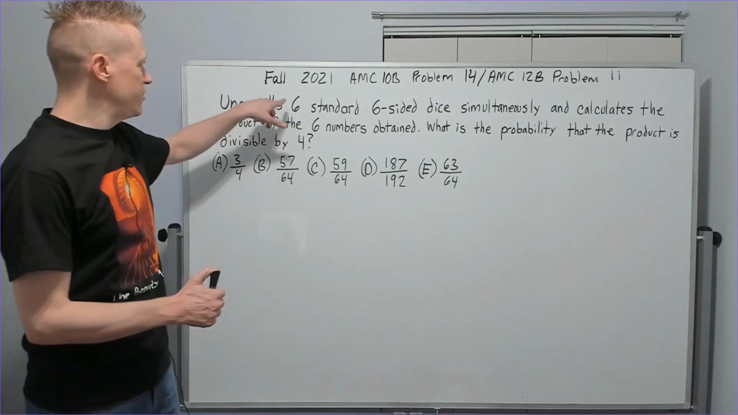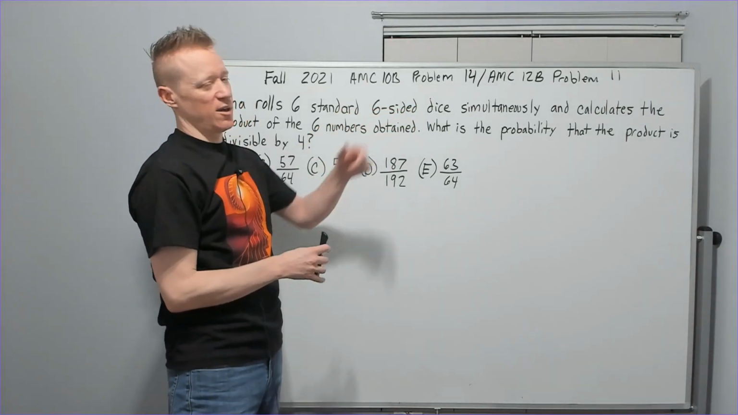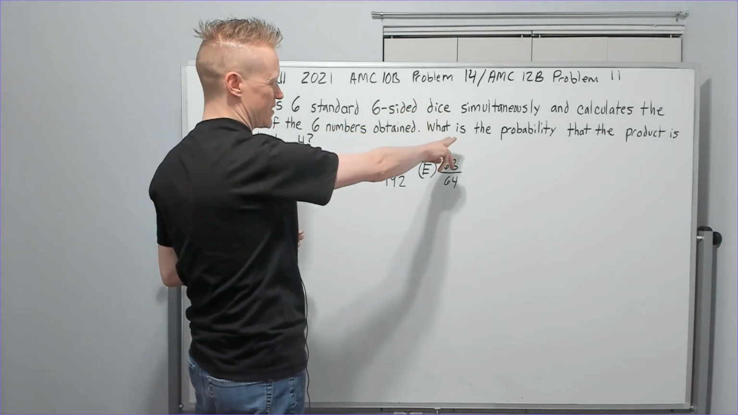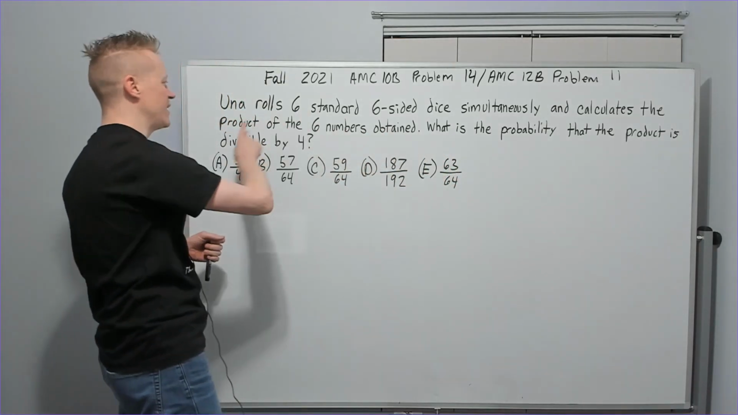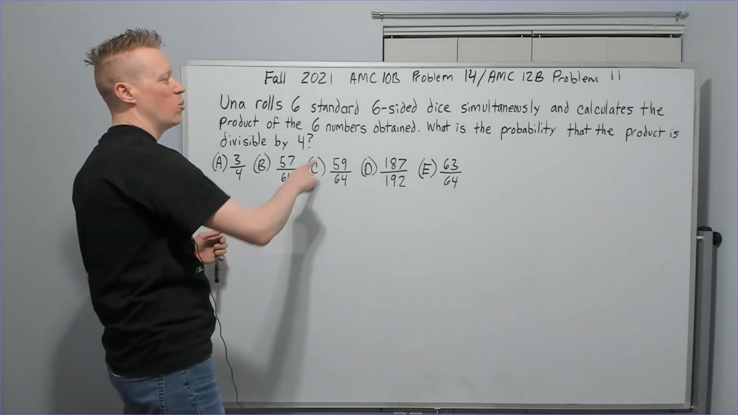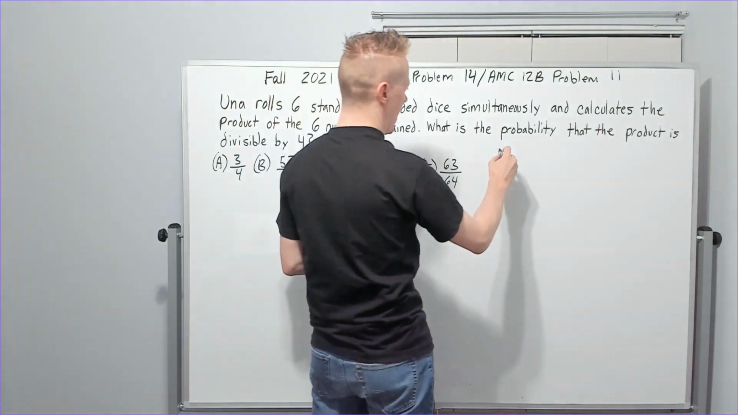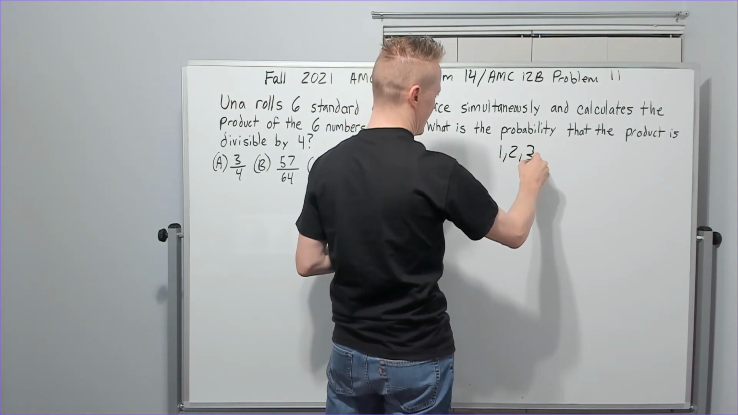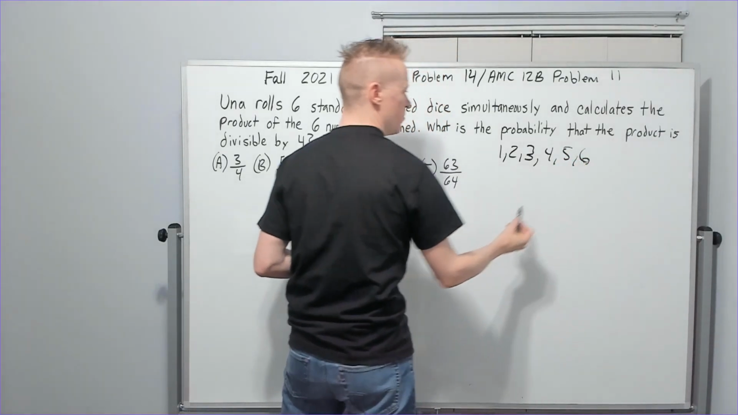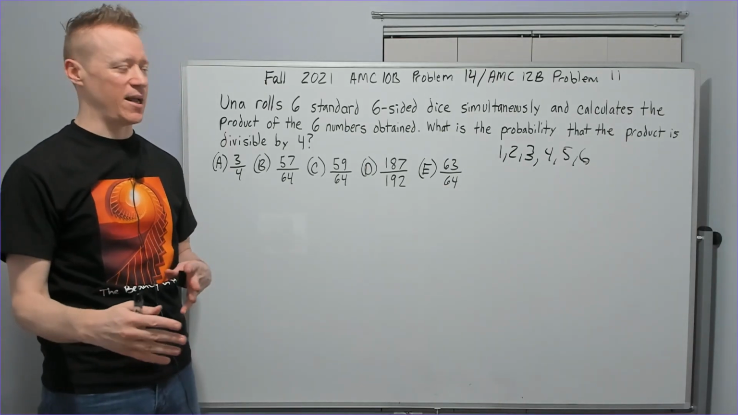All right, now we will do the fall 2021 AMC 10B problem 11. Una rolls 6 standard 6-sided dice simultaneously and calculates the product of the 6 numbers obtained. So it's a product. What is the probability that the product is divisible by 4? So I will go through with you what I did and even showing you the initial trap answer that I got in my solution process.